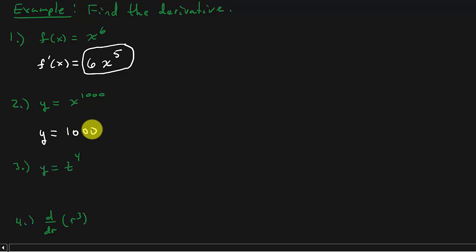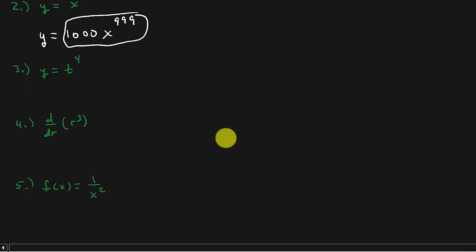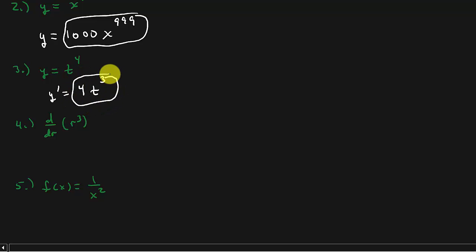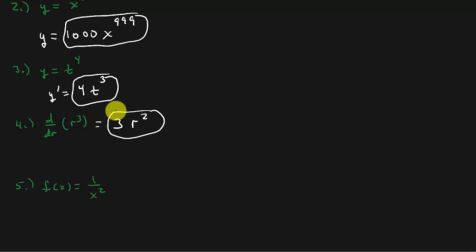Let's look at the next one. Y equals 1,000 times x, subtract 1, that's 999. There's your answer. And then we've got some here in a different variable. Y equals t to the 4th. Well, that's just y prime. The 4 comes down, subtract 1 from the exponent. There's your answer. This one just means take the derivative of r cubed with respect to r. And so that's going to be 3r squared. The 3 comes down, subtract 1 from the exponent. So those first 4 are real easy. The exponent comes down, subtract 1 from the exponent.